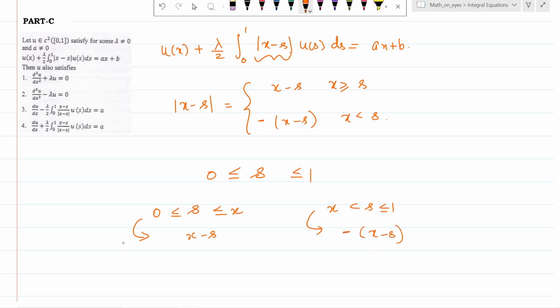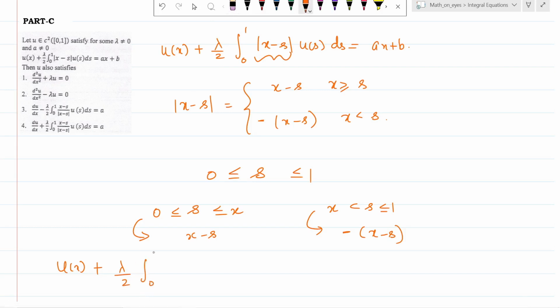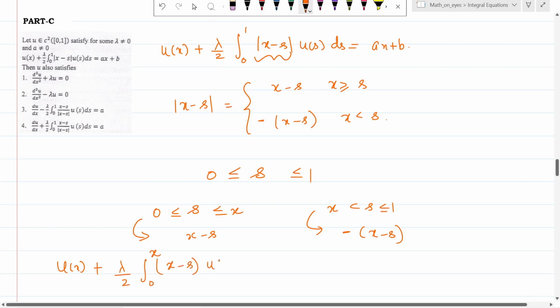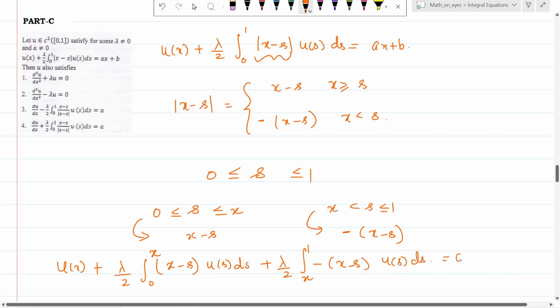So I'm going to split the integral. It is u of x plus lambda by 2 integral 0 to 1 modulus of x minus s. So integral 0 to 1 must be replaced by integral 0 to x, x minus s into u of s into ds, and then plus lambda by 2 integral x to 1, minus of x minus s into u of s into ds. This is equal to ax plus b.